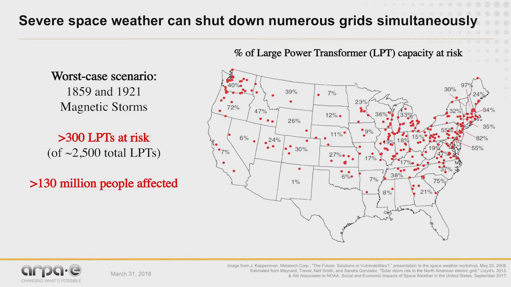So this is a look at the large power transformer capacity risk in a worst case scenario. It's estimated that about 300 large power transformers will be at risk, mostly in the Washington, D.C. to New York City corridor, including a lot of transformers in Pennsylvania and New Jersey. Another region that's at risk would be northern Midwest states, such as Wisconsin and Michigan.